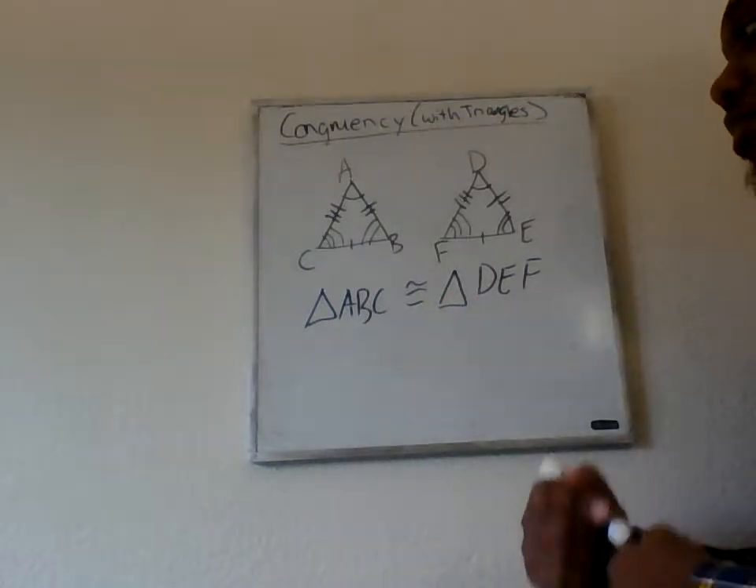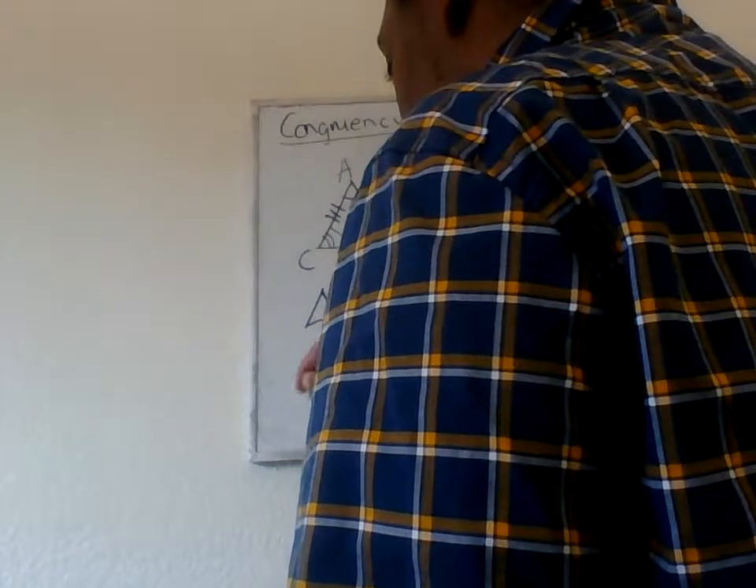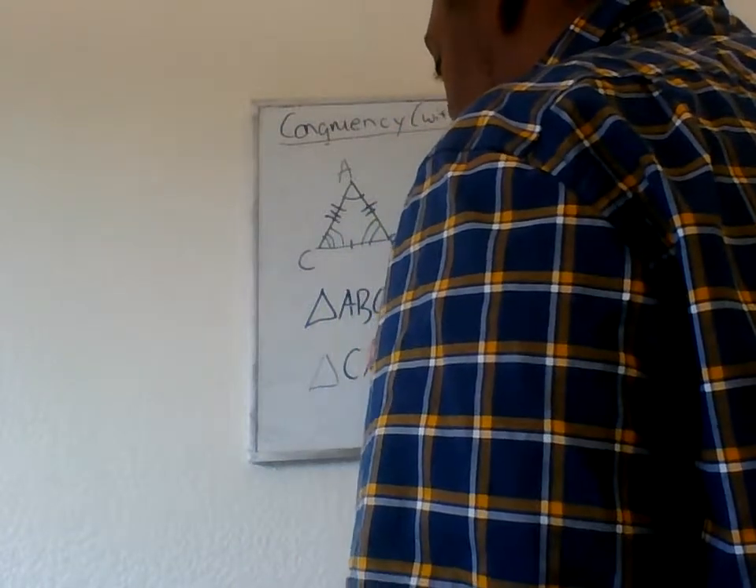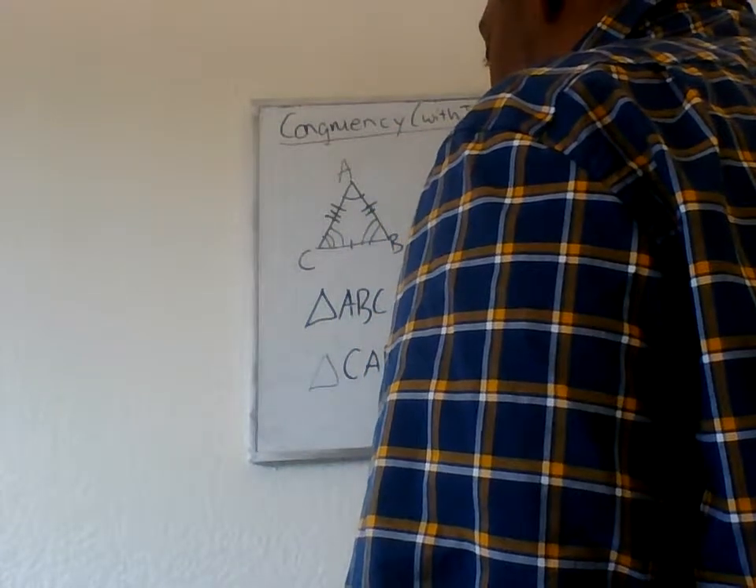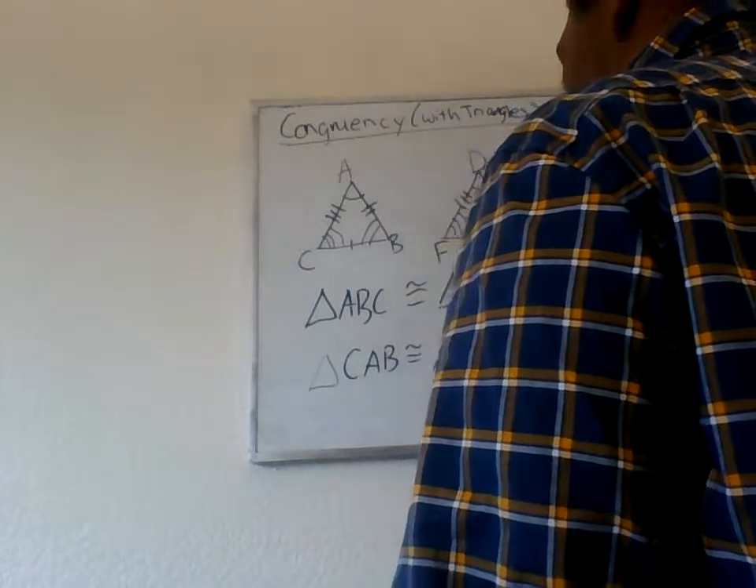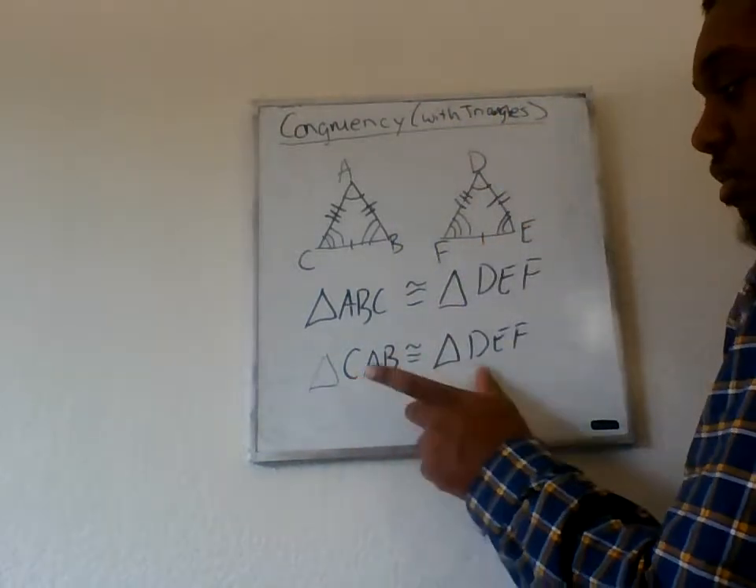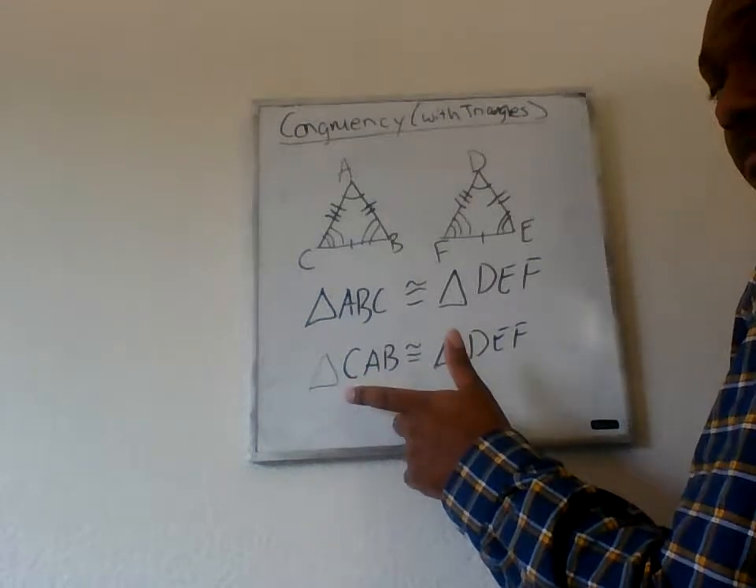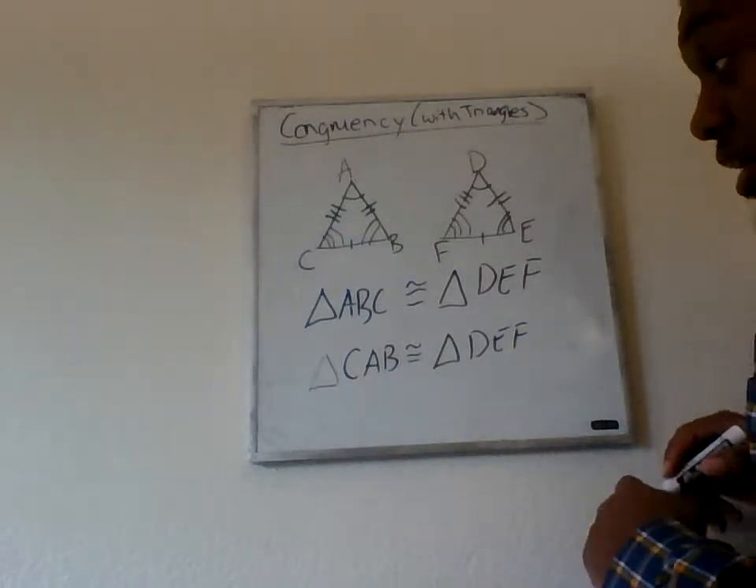It would not be true for me to say triangle CAB is congruent to triangle DEF, because I'm trying to say then that C and D are the same, which they're not at all.